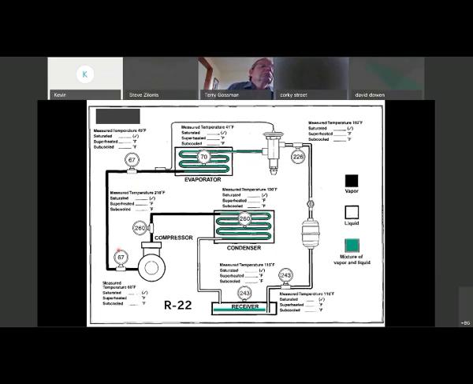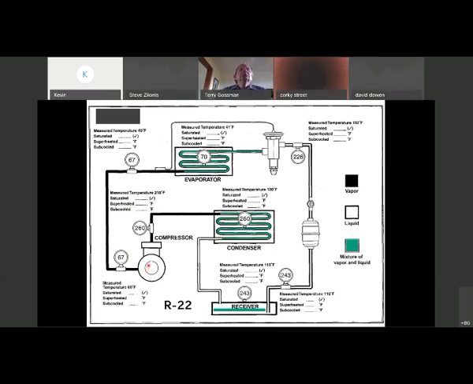Now we have a measured temperature of 60, but we're at 67. 67 we said was 39 degrees. And the measured temperature is 60, so that means we're 21 degrees superheated. So we've got 21 degrees of superheat going into the compressor. That should be a pretty good running system.